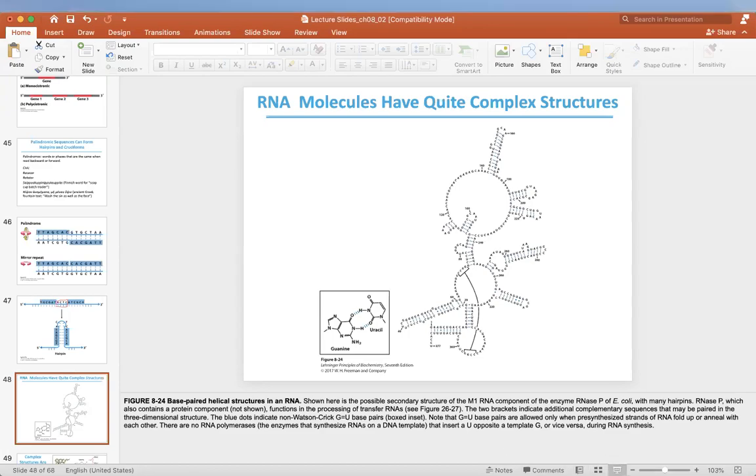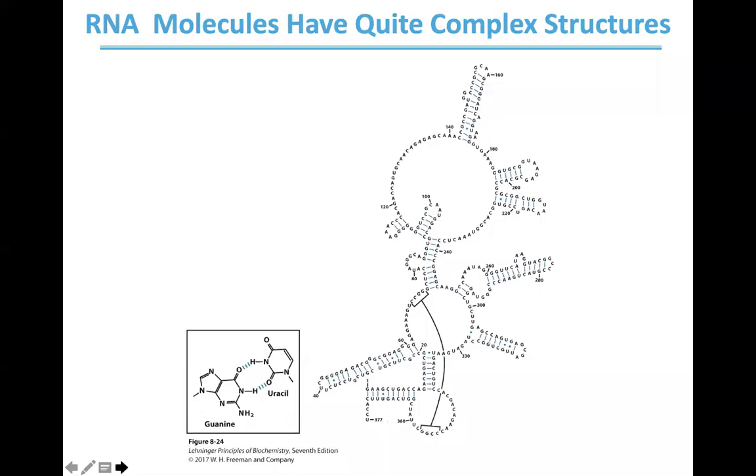And another important thing is that with RNA, we can't have Watson-Crick pairing because there is no thymine. So uracil has to be used for complementary base pairing. And one of the common ones is actually guanine and uracil. Guanine and uracil is a very common base pair in RNA.